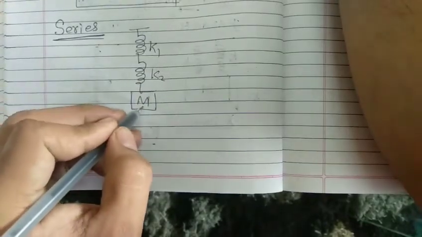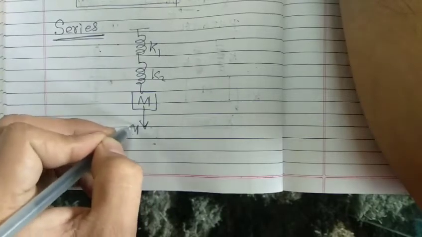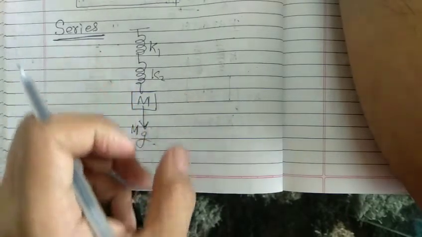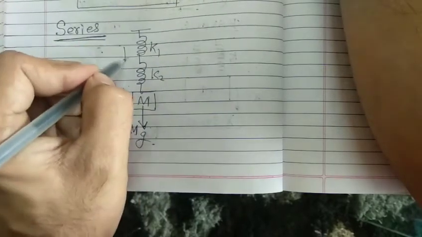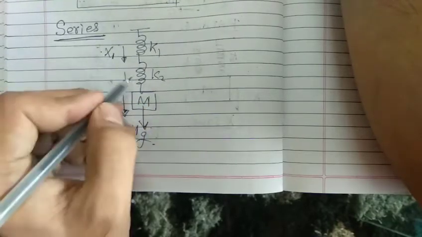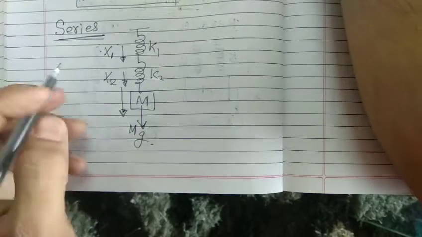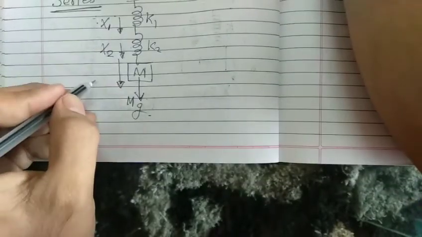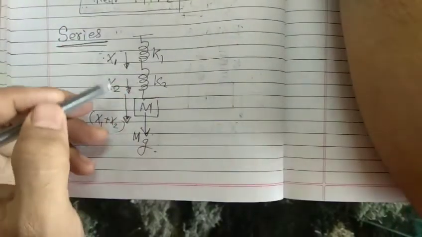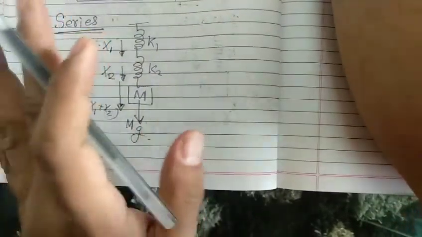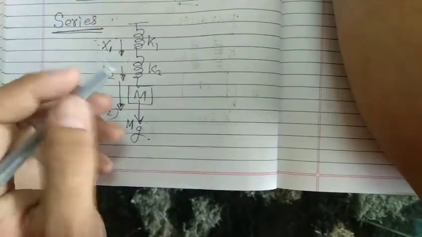Now tell me one thing. As soon as you connect it, it will be pulled down by the gravitational force mg. Because of that, this block will go down. Both the springs will stretch. If the first spring stretches by x1, the second spring stretches by x2. So you can understand the block will go down by x1 plus x2, right? The displacement of the block will be x1 plus x2. Here, after going down, suppose the block stops. The block comes in equilibrium.